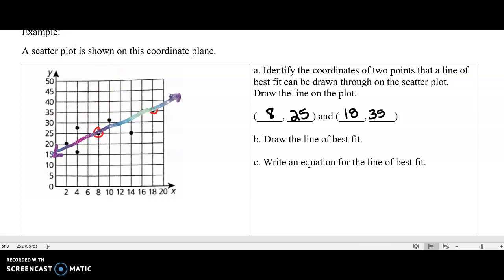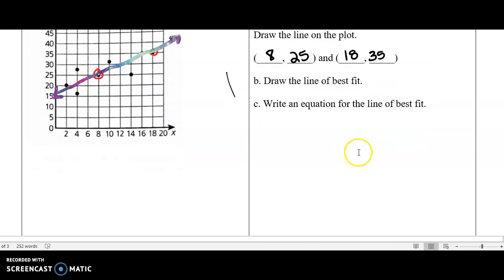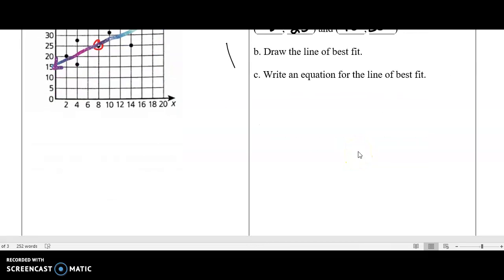Okay, and write an equation. Well, how would I write an equation? Oh, okay, well, I need to find the slope, and I need to put it into point slope form, and then I need to solve it. So how would I do that? Let's find M using my 2 points, 35 minus 25 over 18 minus 8 gives me 10 over 10, which gives me 1.